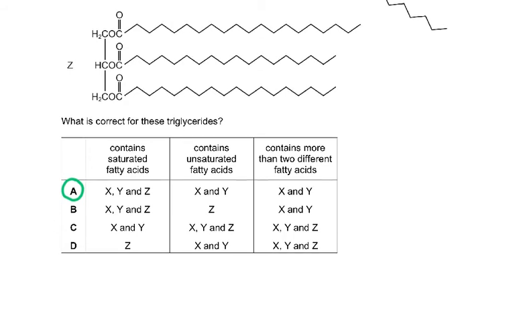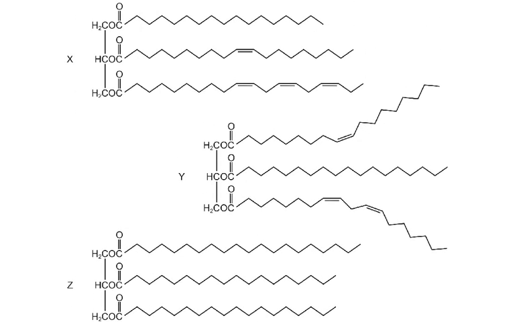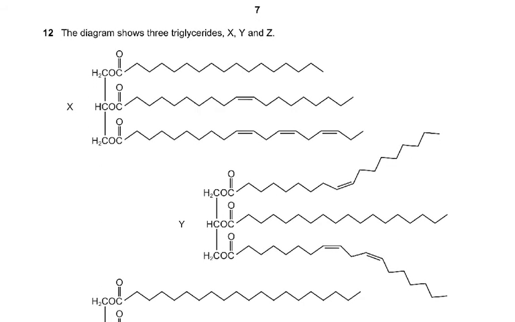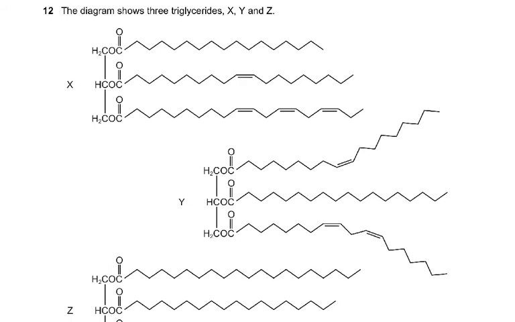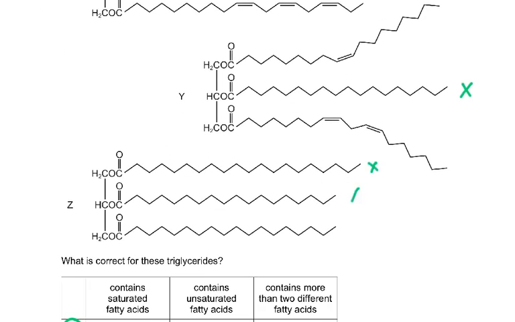Then coming to question number 12. Now this question was I think a little confusing and a little difficult because it shows you 3 triglycerides X, Y, and Z. Now you look at this chain. I want you to concentrate at this chain. Now it's got no double bond. And then you go to this chain, this has no double bonds. And then you look at these chains, none of these have double bonds.